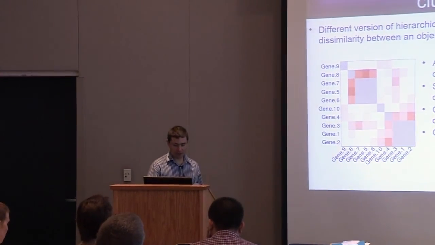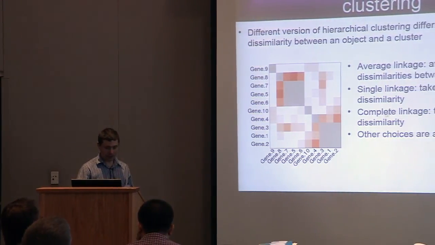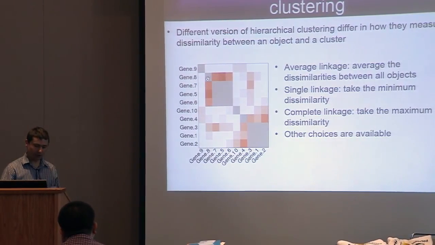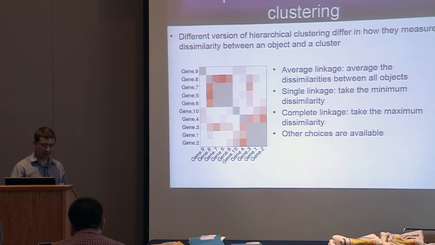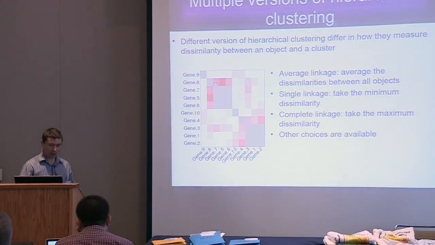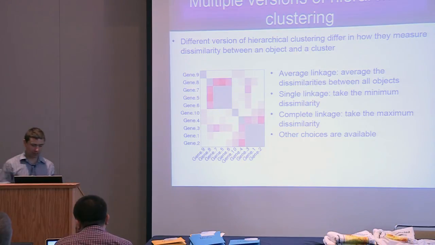There are other versions, for example, single linkage, where you take the minimum dissimilarity. There is what is known as complete linkage, where you take the maximum. So if you were to measure the dissimilarity between, say, here, gene 8 and genes 5, 6, 7, the average linkage is you average these three numbers. The single linkage is you take the minimum dissimilarity, so you take the most red one, the closest one. Complete linkage is you take the maximum, so that would be this one. That's the lightest color, the furthest distance. And there are some other choices available that I'm not going to talk about.